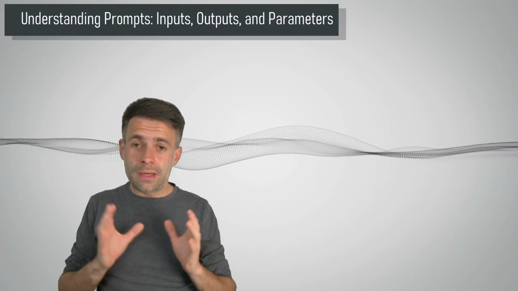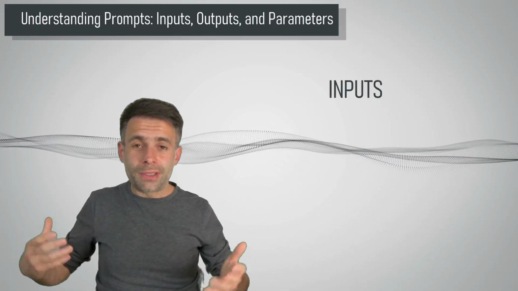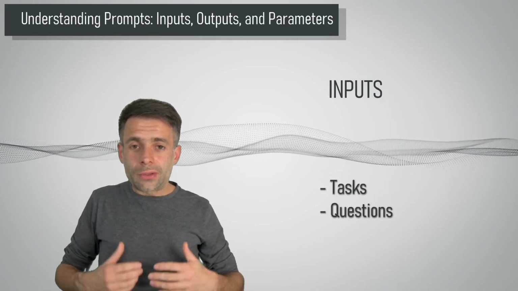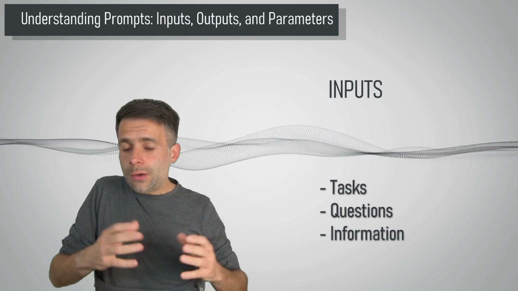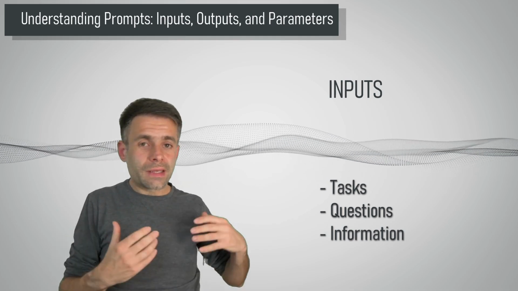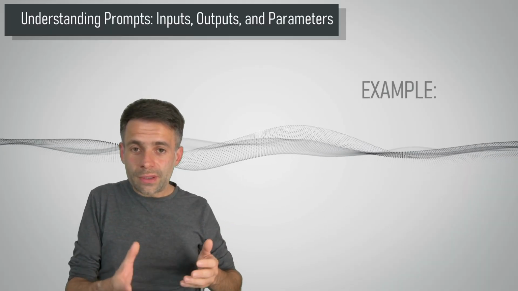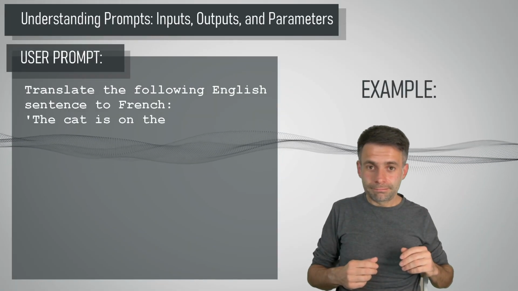First, let's talk about the inputs. Inputs are the starting point of any prompt engineering journey. They are simply the task, questions, or information that you provide to the AI, helping it understand what you want. Think of it like a conversation. You're asking the AI a question or giving it a task to perform. For example, you might input the following text.